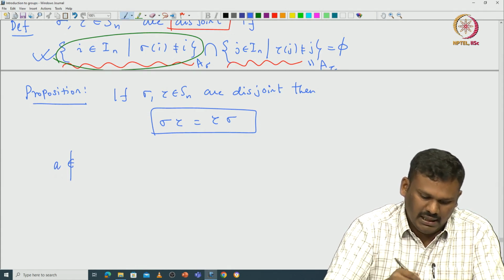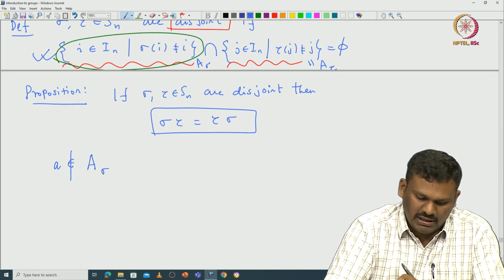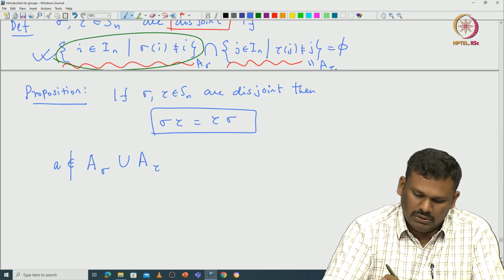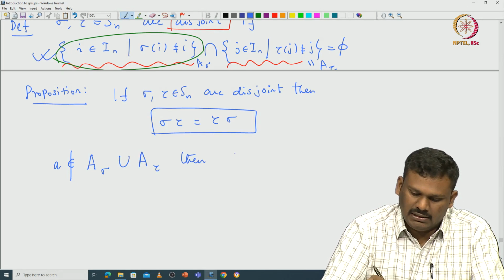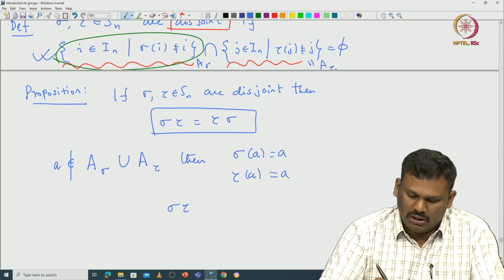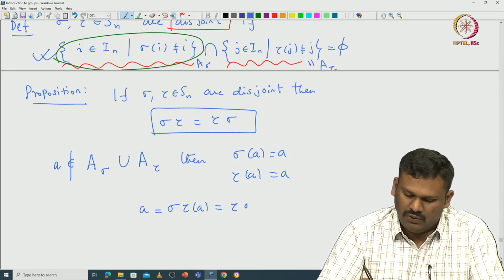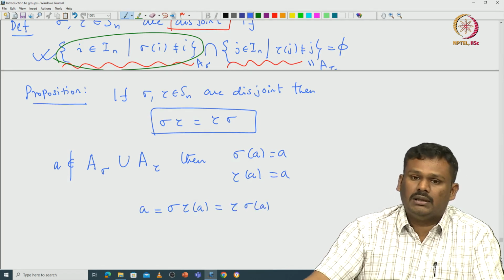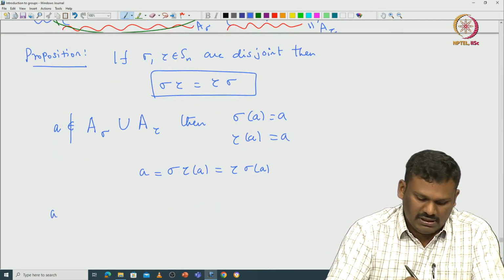Let us take this A, which is not from A sigma union A tau. Then you can see that sigma of A will be A and tau of A will be A. In particular, sigma tau of A will be exactly A, as well as tau of sigma of A.